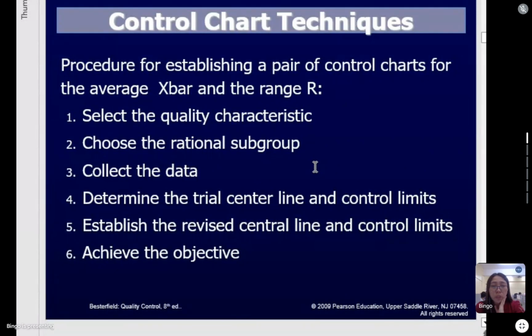Okay, first, you need to select the quality characteristic. You need to choose the rational subgroup. Collect the data, determine the trial center line and control limits. The trial center line is your center line, and your control limits are your upper and lower control limit. Establish the revised center line and control limits and achieve the objective. So we are going to determine if the process is in control or out of control.